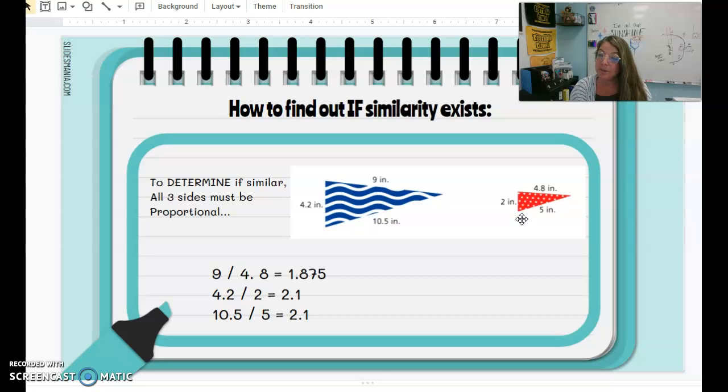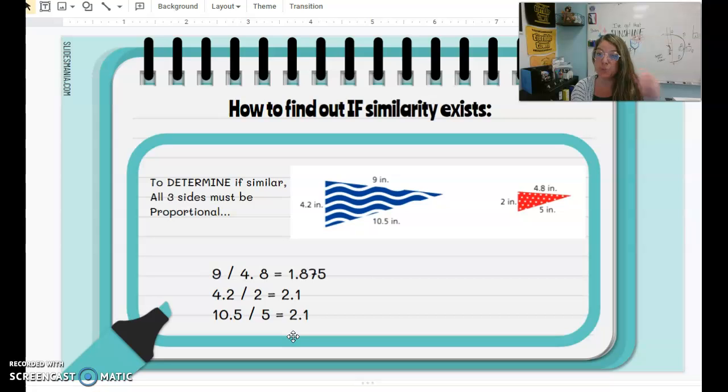And so what you have to do is set up those fractions, those proportions, and see if they're the same. One of the ways that you can do it that's pretty easy is to just divide the sides. So starting with the blue one, we're going to divide 9 by 4.8. So that's right here. We get the decimal 1.875. Then we're going to do 4.2, and notice how on this triangle it lines up right with the 2. So 4.2 divided by 2 is this decimal right here, 2.1. And then 10.5 divided by 5 is also 2.1. But notice how these aren't all the same?